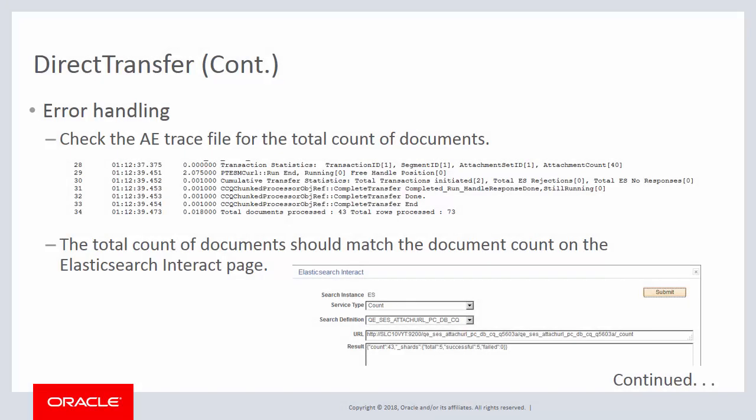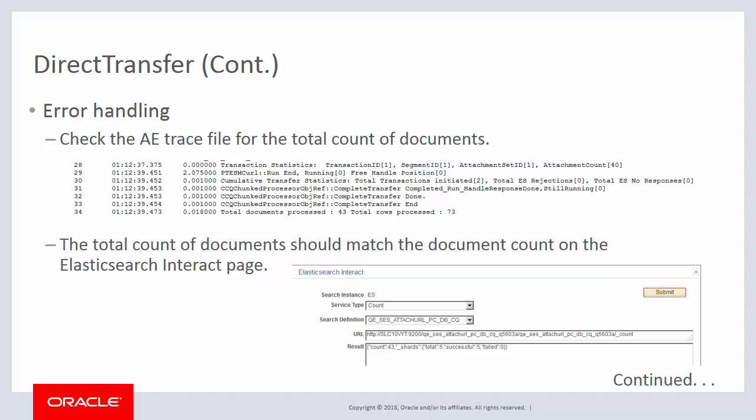A validation that an administrator can use for error handling is to check the total count of indexed documents. The total count of documents can be verified on the application engine trace file and on the Elasticsearch Interact page. A part of the application engine trace file is shown on the video. See the highlighted section that shows the total document count. In the example, the total document count is shown as 43.